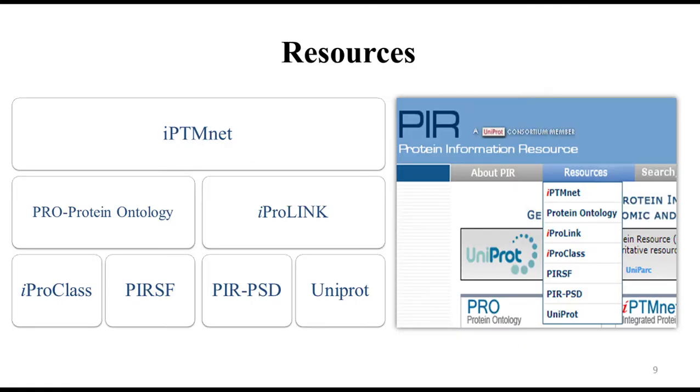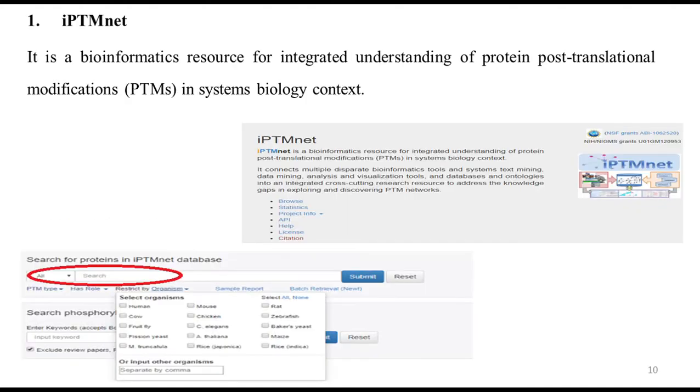Next are the resources of PIR. There are 7 resources, which are iPTMnet, PRO Protein Ontology, iProLink, iProClass, PIR-SF, PIR-PSD, and UniProt. iPTMnet, in which i stands for integrated, is a bioinformatics resource for integrated understanding of proteins' post-translational modifications in a systems biology context.